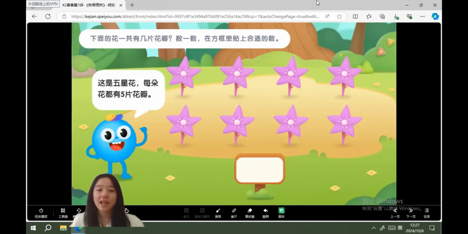Now, this time, it's your turn to do the practice. As you can see, there are some lovely 5-star flowers. So please count how many petals every single flower has. Good job, just 5. So please count by groups of 5. Let's test it. Did you get it correctly or not? Please read aloud and count with me together.